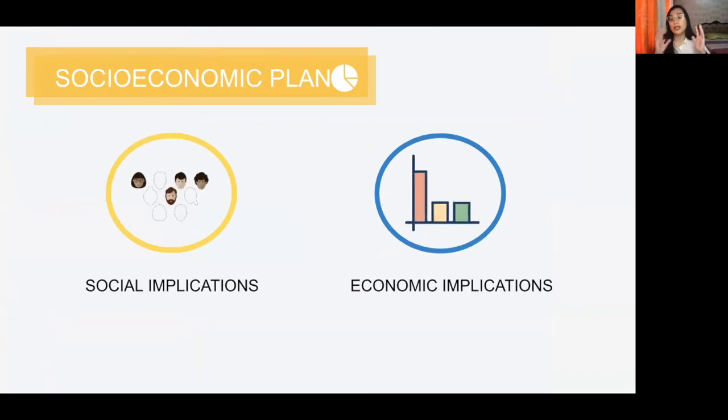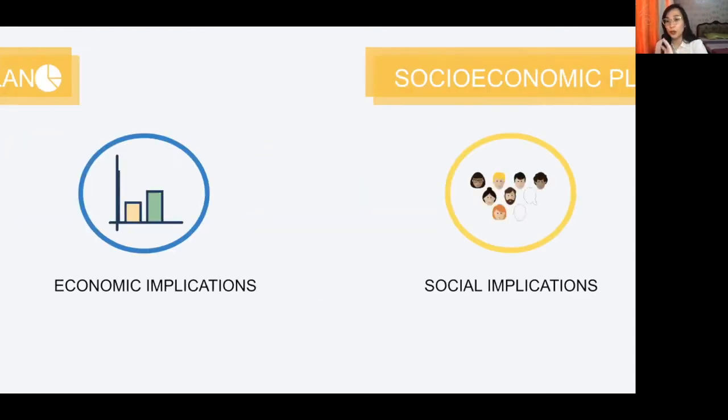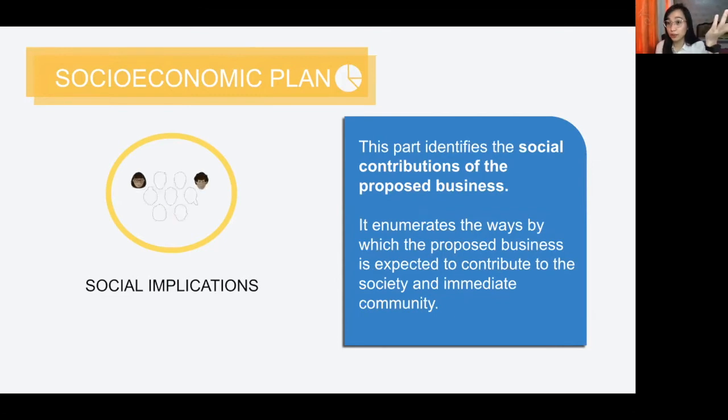Now, kasi when we talk about socio-economic plan, there are two categories na talagang tinitingnan natin. First one is, what is the social implication? Paano tayo maapektuhan sa society? Ano yung mga social problems na sinosolve of that particular business or that particular enterprise? At the same time, we also need to look at the economic implications. Paano ngayon maapektuhan ng business yung overall growth of the economy, nakakadagdag o bawas ba siya sa ikabubuti o ikasasama ng ekonomiya ng bansa? So, first one is looking at social implications.